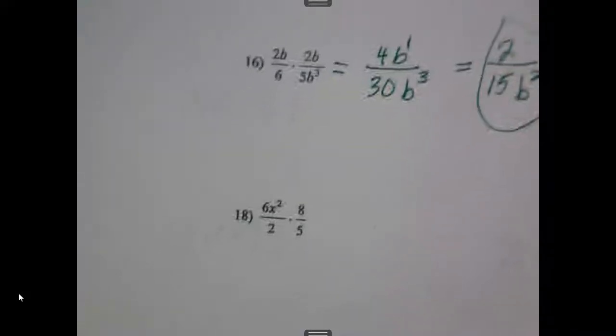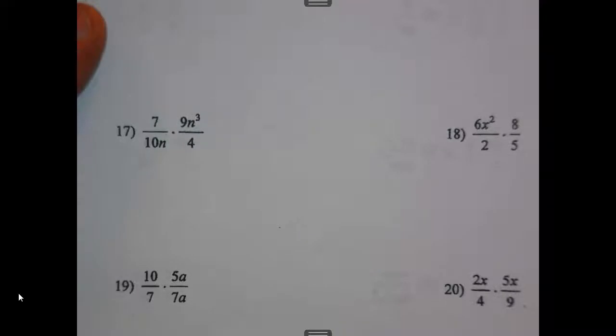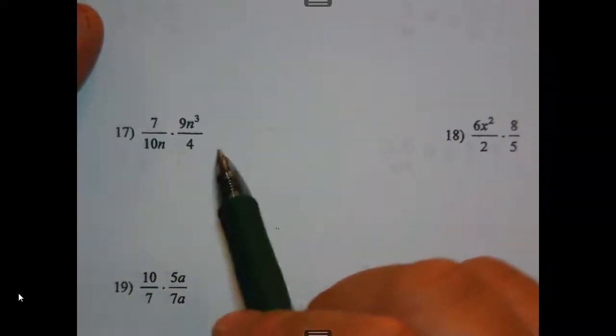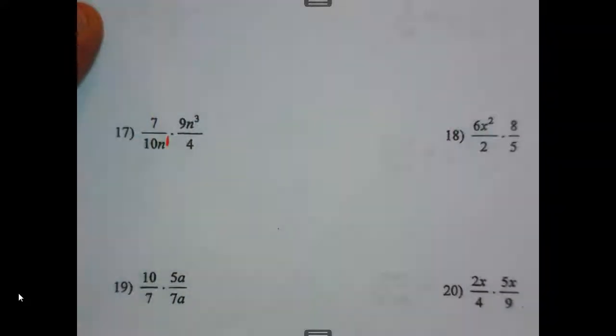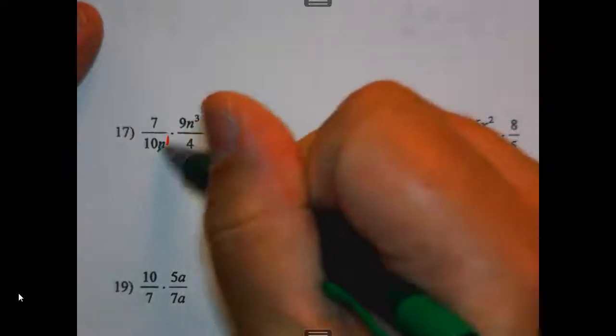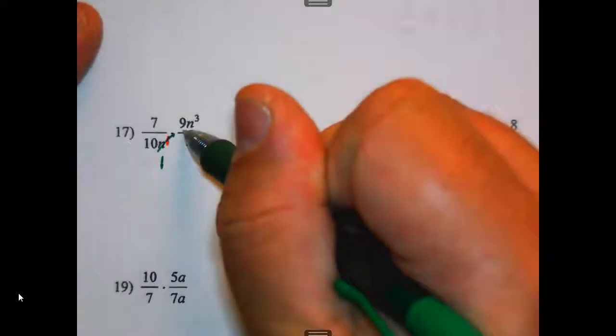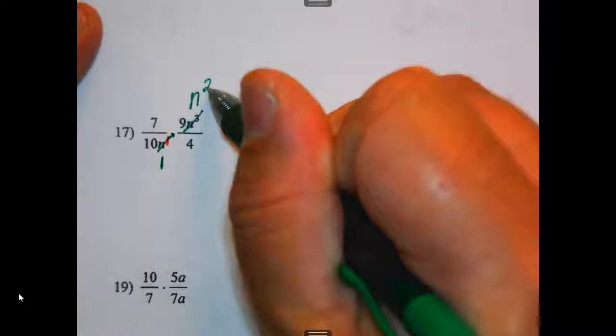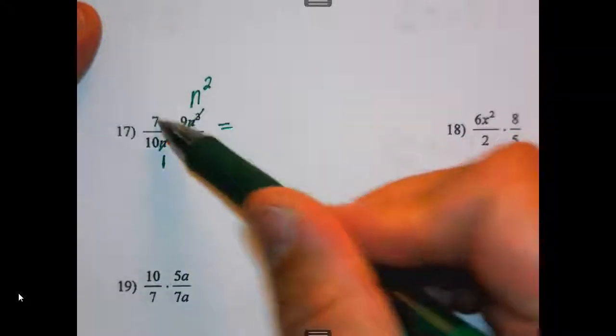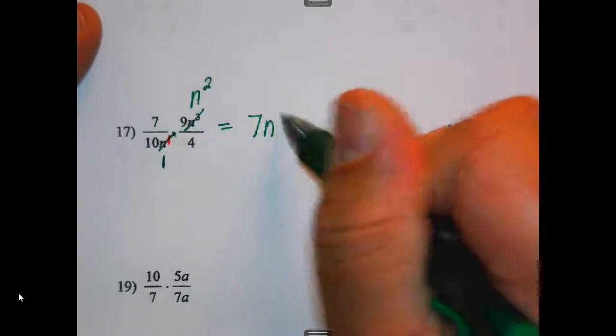Let's do 17. There are no factors, no numbers we can cancel out, but we can cancel out 1 n and the n cubed. So there's 1 factor n, and I get n squared. 7 times n squared is 7n squared.